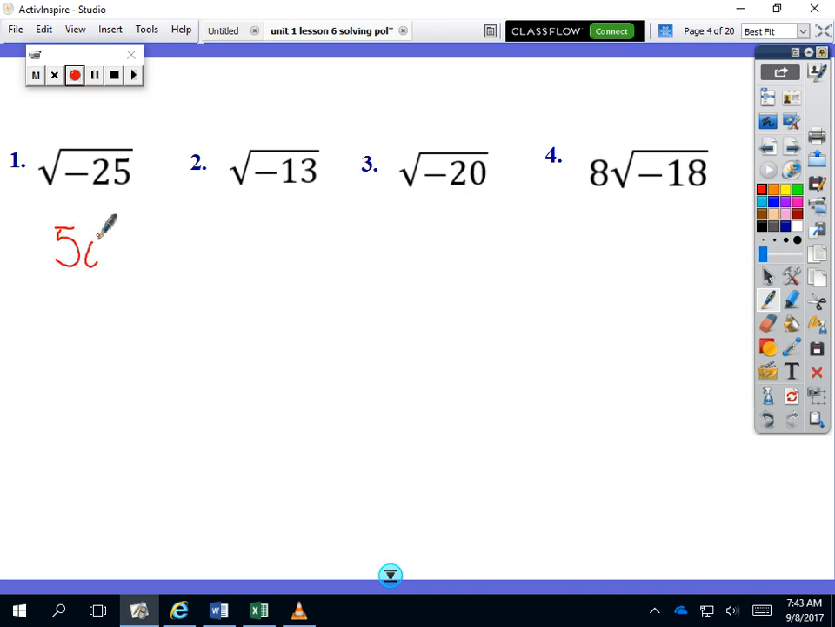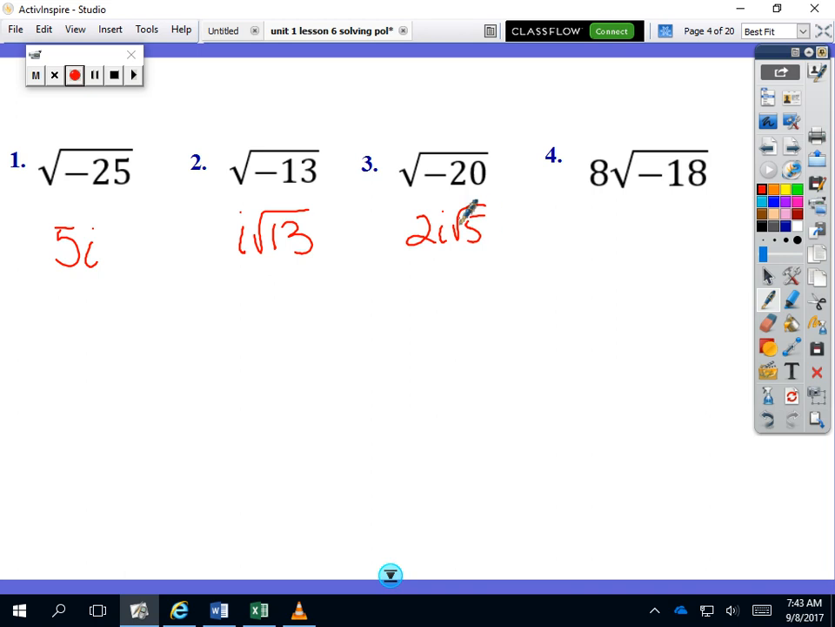This is 5i, because 25 is a perfect square. 13 cannot be factored, so that stays under the radical, so that's i times the square root of 13. 20 is going to be 2 times the square root of 5, so this will be 2i square root of 5.